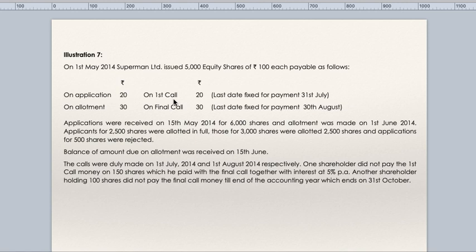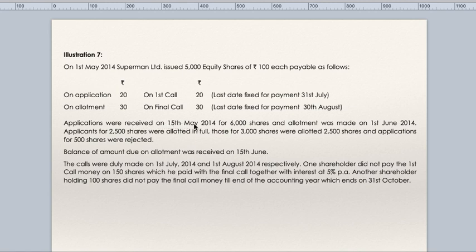Now we'll go to illustration 7. On 1st May 14, Superman Limited issued 5,000 equity shares of 100 each payable as follows. On application rupees 20, on allotment rupees 30, on first call rupees 20, and on final call rupees 30. Last date fixed for payment of first call and final call is given, which is 31st July and 30th August respectively.